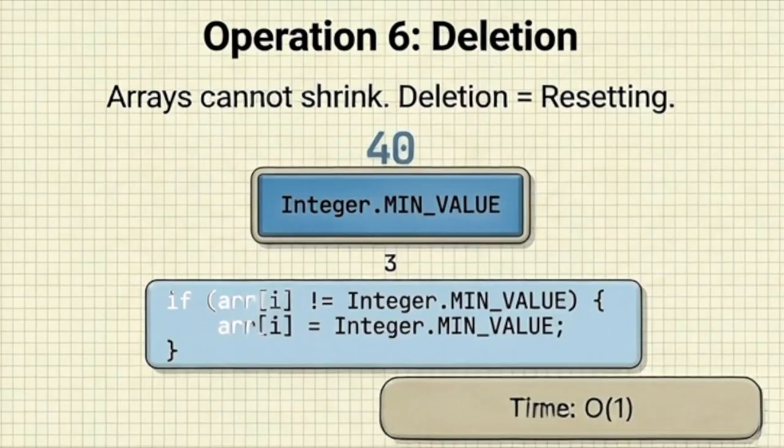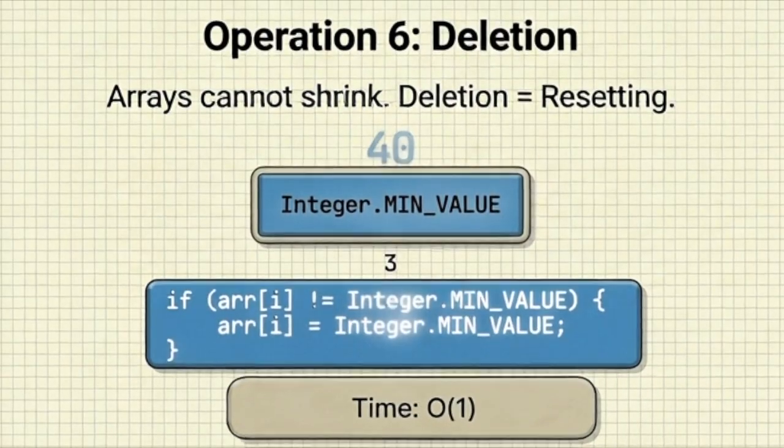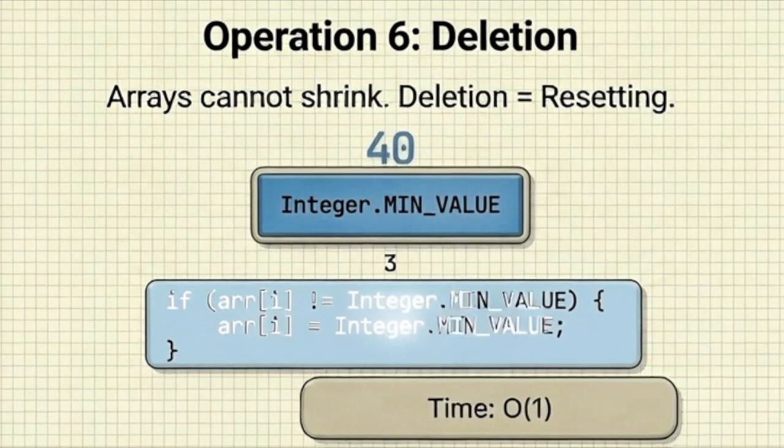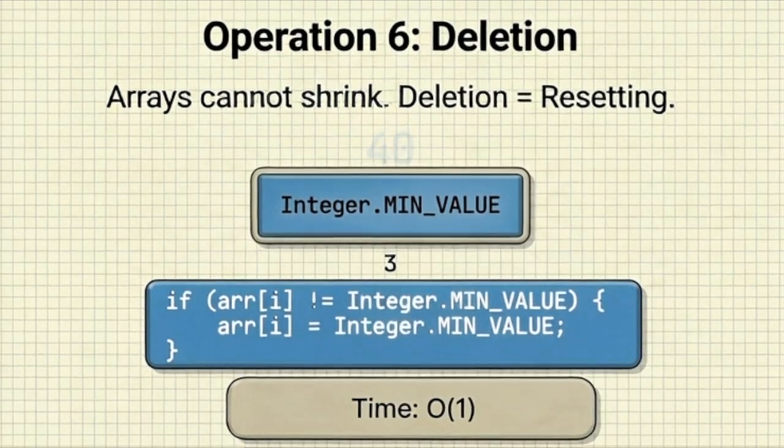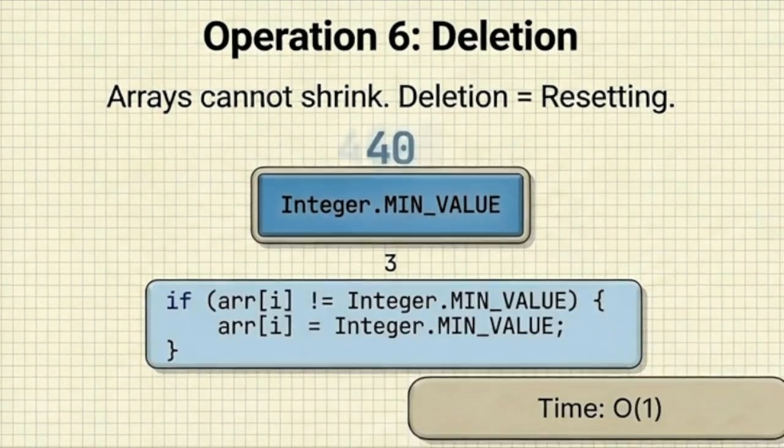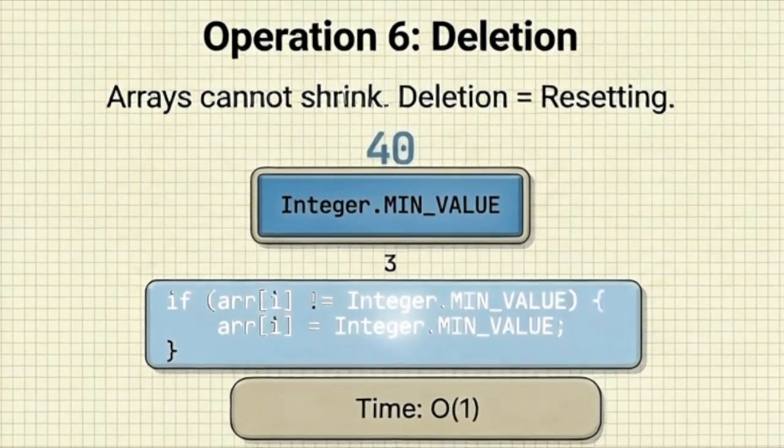Last is deletion. Remember, arrays cannot shrink. You can't actually delete a slot. You just reset the value to a placeholder like Integer.MIN_VALUE, because we just overwrite one spot. The time complexity is big O(1).